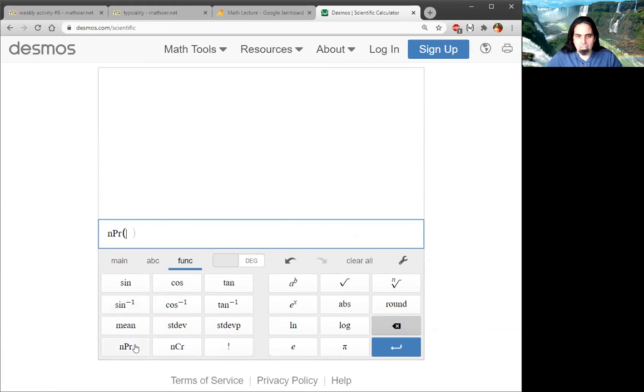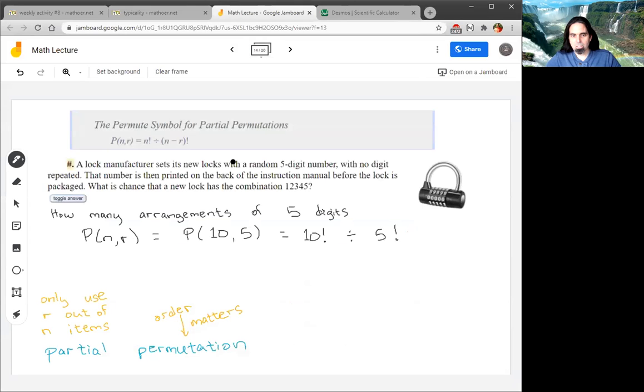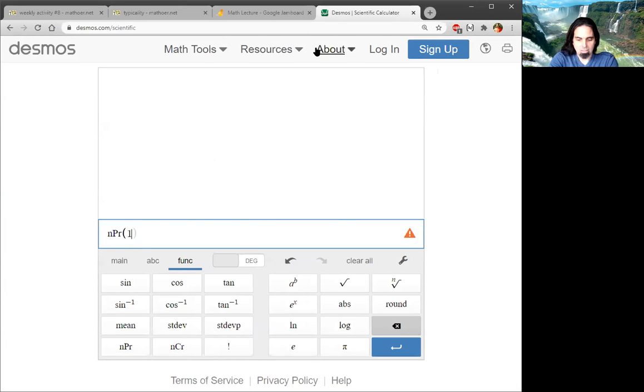One of them is the nPr. They can't make the subscripts nice for some reason. I don't know why. But anyway, so we're wanting to find the 10, 5. And it tells us 30,240.